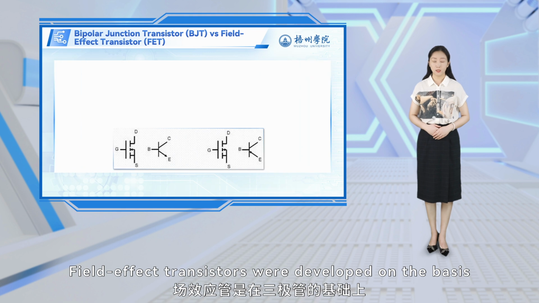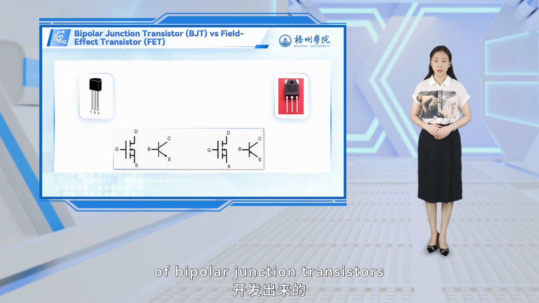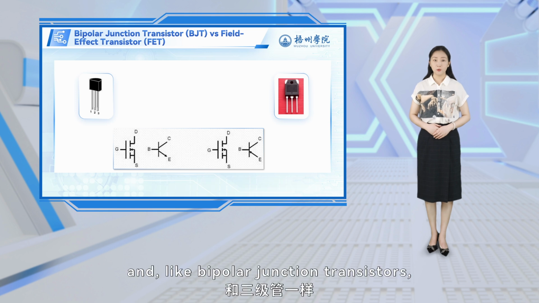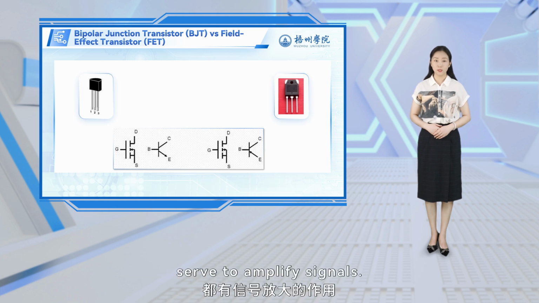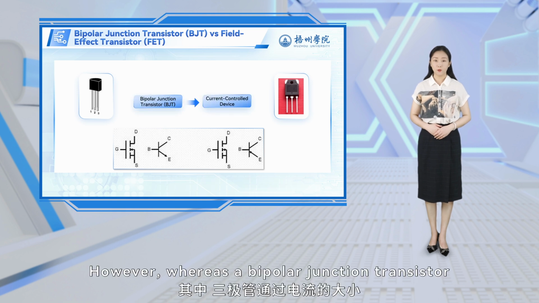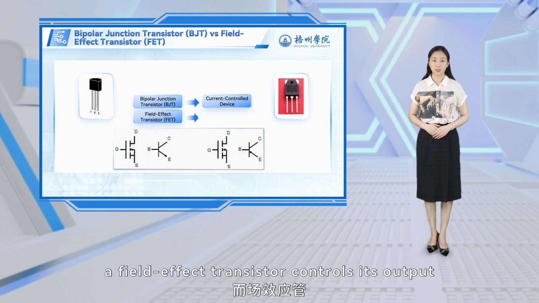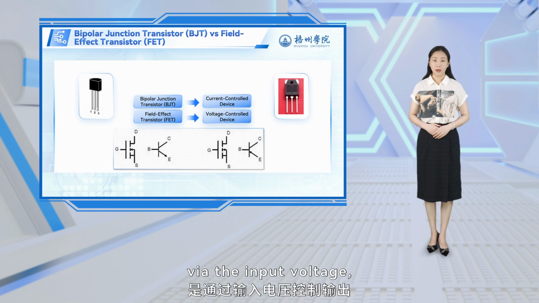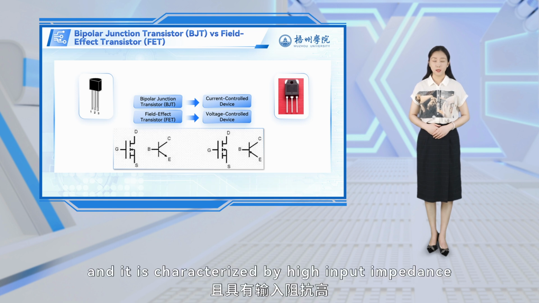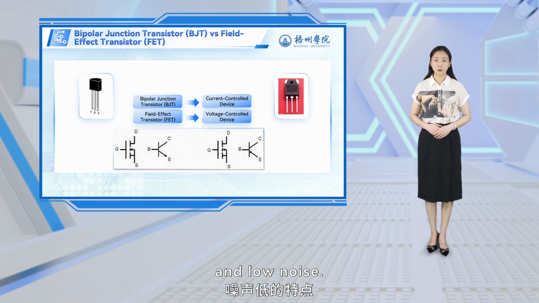Field effect transistors were developed on the basis of bipolar junction transistors and, like bipolar junction transistors, serve to amplify signals. However, whereas a bipolar junction transistor controls its output by varying current, a field effect transistor controls its output by the input voltage, and it is characterized by high input impedance and low noise.